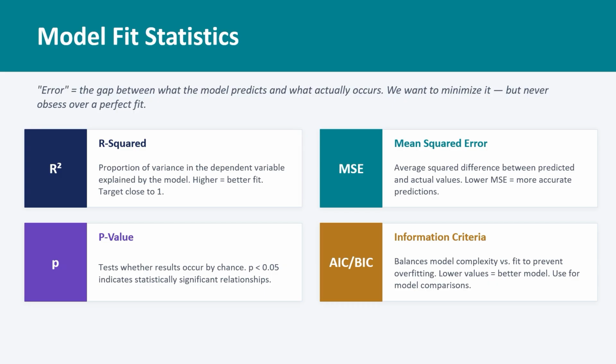R-squared tells us how much of the variation in our outcome is explained by our model. A value of 1 would be perfect, but in marketing, anything above 0.7 is generally considered strong. MSE, mean squared error, measures the average size of our prediction error. Lower is better. We typically look for p-values below 0.05. Finally, AIC and BIC are especially useful when comparing multiple models. They balance how well the model fits against how complex it is. A simpler model that fits nearly as well as a complex one is generally preferred.